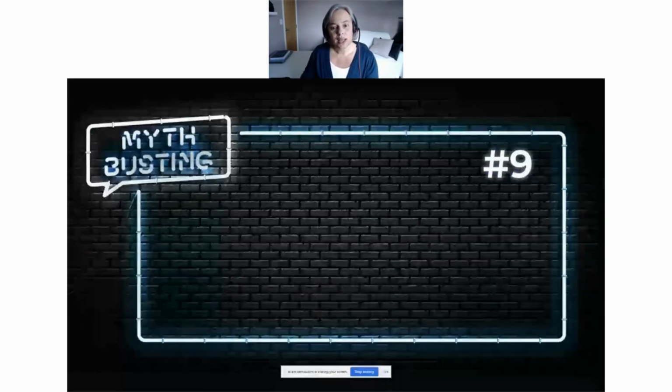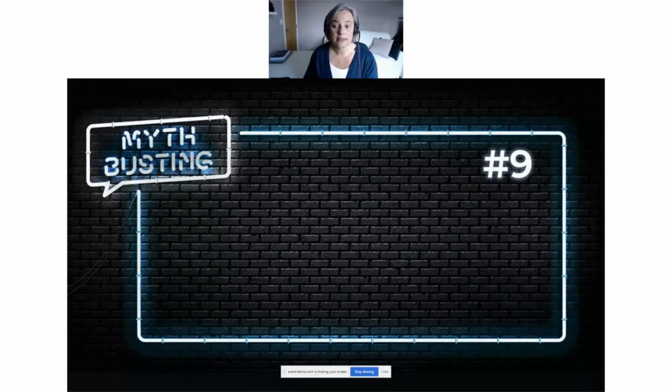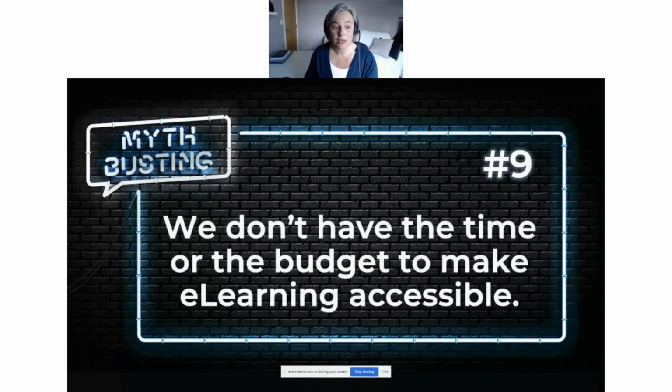So, if authoring tools are getting much better at accessibility, is there something else which is still holding it back from becoming the default in the learning content that we create? And I'd say the last two of our myths are a big part of the reason for this. And the first of these, number 9 in our list, is that we don't have the time or the budget to make e-learning accessible.